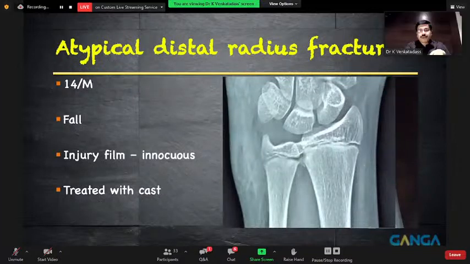Okay. So I'll just mention physeal fractures. The principles of management are just the same for any physeal injury. And I'll close my presentation with this one atypical fracture which we came across some time back.